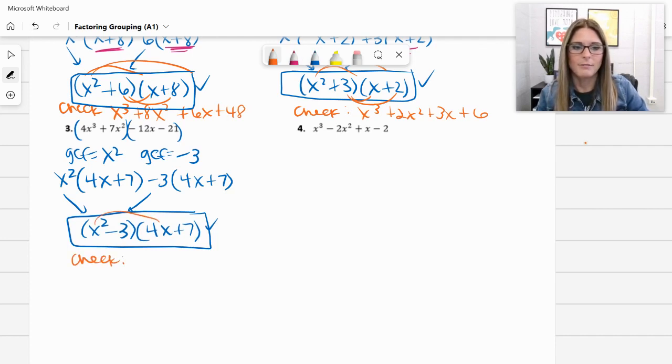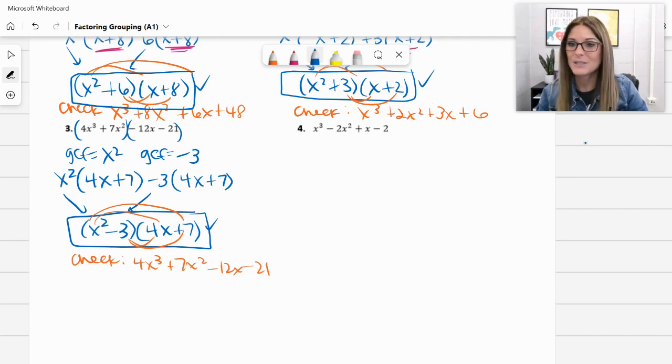If I multiply my first terms together, I get 4x cubed. Outer terms give me 7x squared. Inner gives me negative 12x. And last is going to give me negative 21. Check and make sure I got the same as our original problem. Absolutely. So final answer, done.